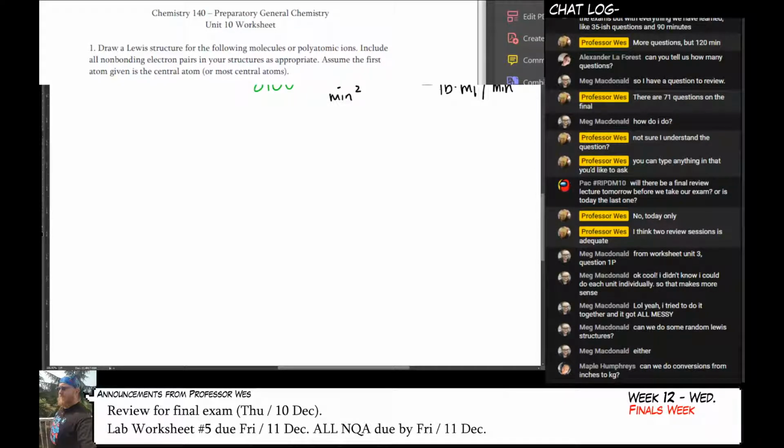We can't do inches to kilograms because those are not compatible units. Inches are a length, but kilograms are a mass, so you can't convert one to another. That is not something that is doable.